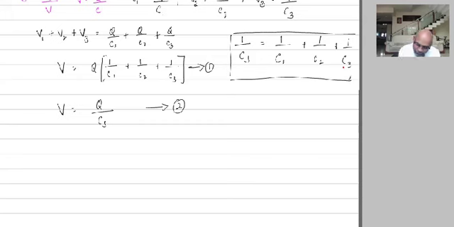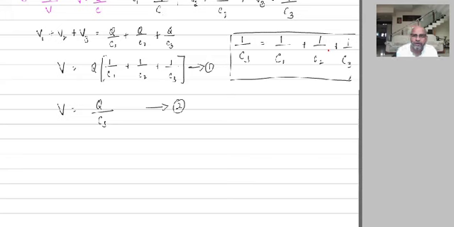So what you have to understand is very simple: 1 by Cs, the reciprocal of the effective capacitance in series, is equal to the sum of the reciprocals of the individual capacitances. I repeat again, the reciprocal of the effective capacitance in series is equal to the sum of the reciprocals of the individual capacitances in series.